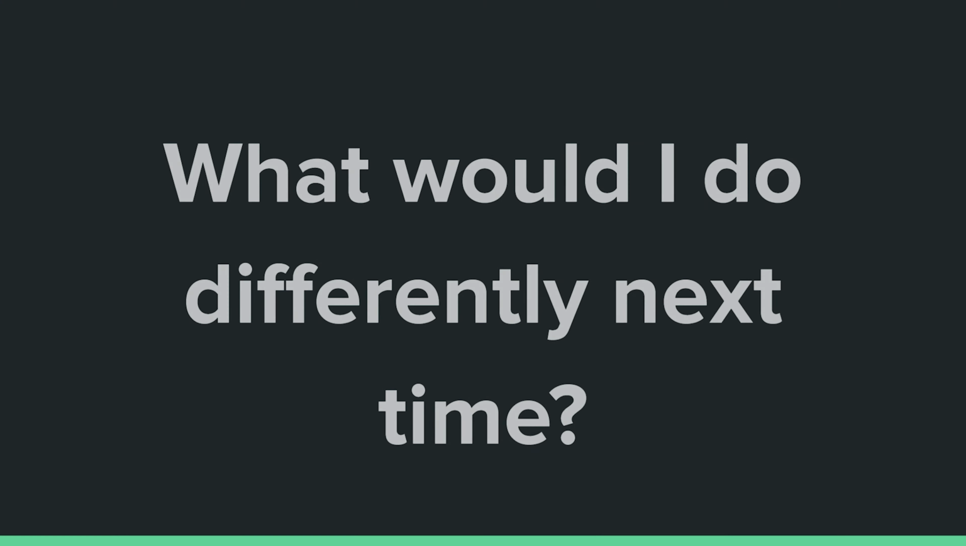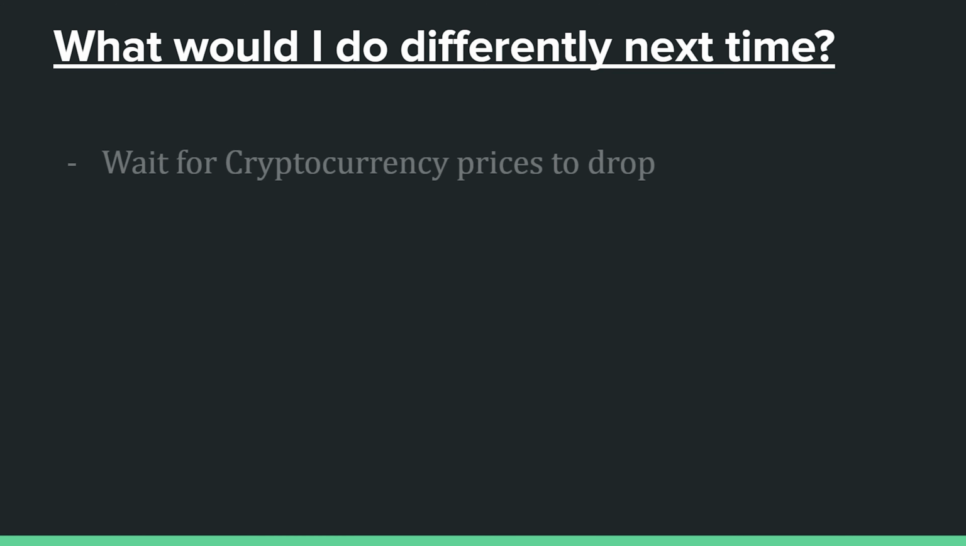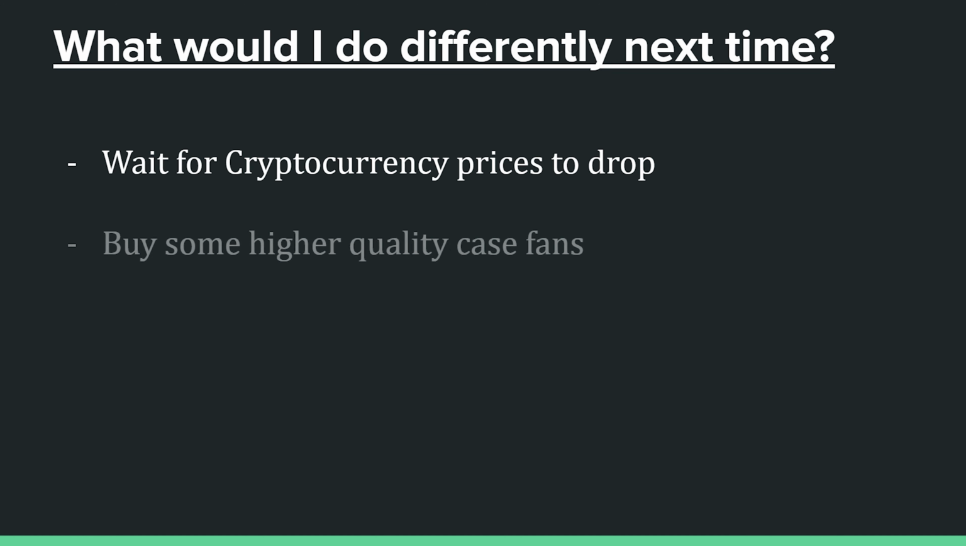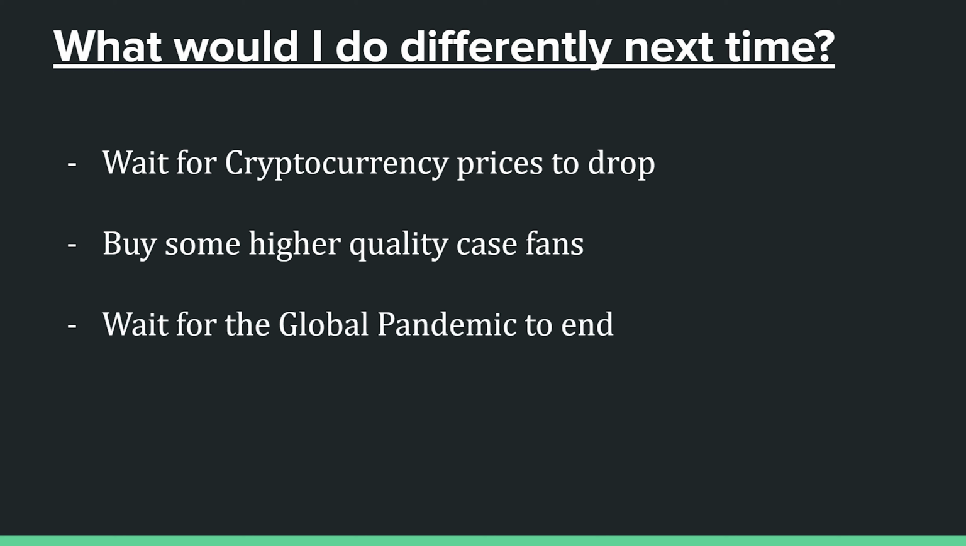What would I do differently next time? Next time I would definitely wait for cryptocurrency prices to drop so I can have a chance to get a better graphics card for a better price. I also would have bought my own case fans because the stock ones are a bit loud and can only run at one speed all the time. Also, this is more specific to the current times I'm in, but I ideally would not make a PC during a global pandemic just so the prices are cheaper overall and that I don't have to worry about availability or any other setbacks. Other than that, I don't see anything I would do differently.